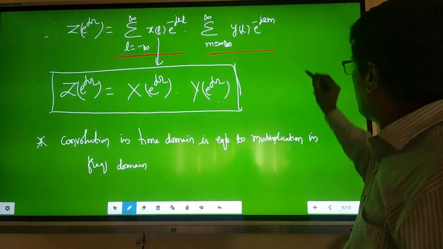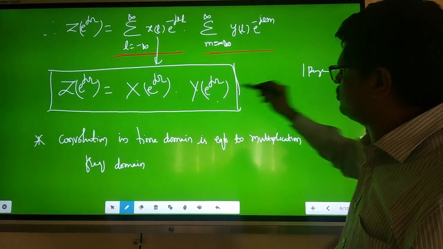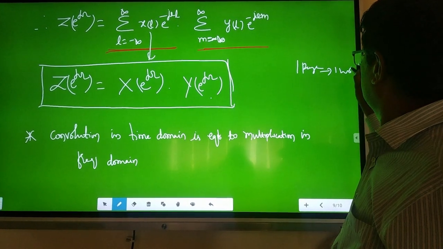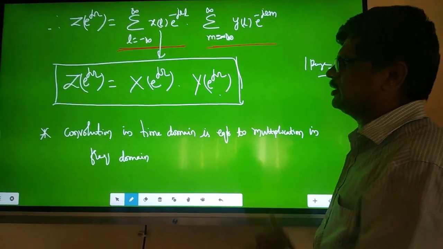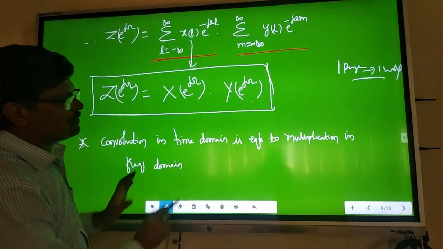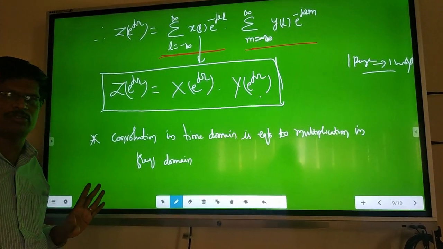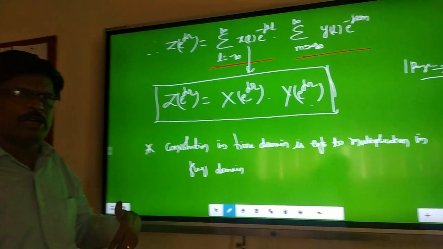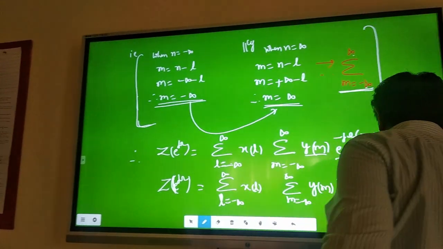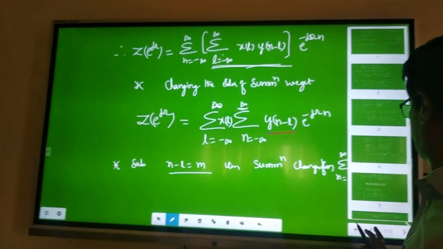Multiplication in frequency domain. That means one page of work is reduced to just a multiply, since we know this, equal to one word. That's how you are increasing the speed of the process. That's what it is: convolution in time domain is equivalent to multiplication in frequency domain. It increases the speed of the process, which is what is required today. Right? Let me quickly repeat the steps.